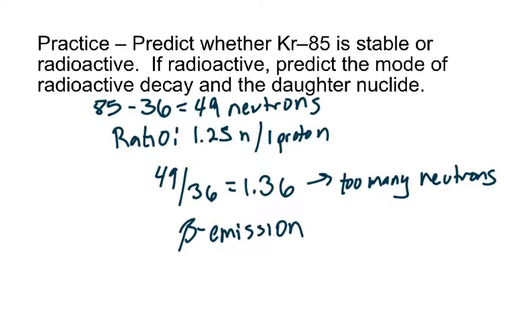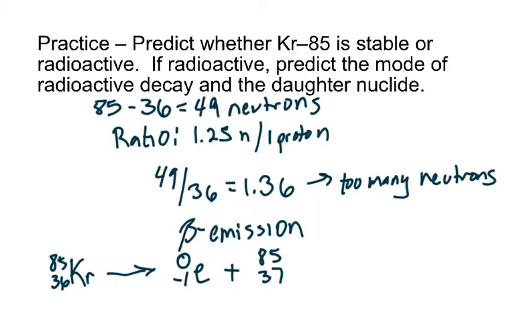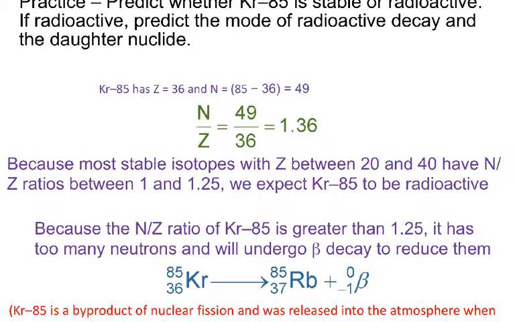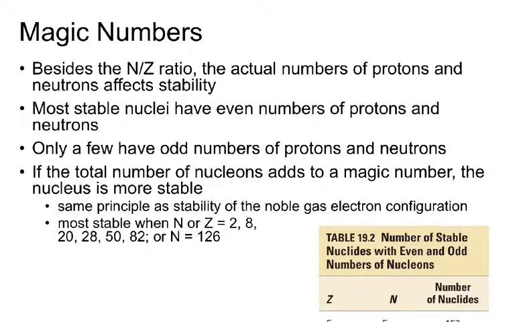So we can take our krypton-85 (85, 36), emit a beta particle, and then we will get still 85 and now 37, rubidium. So there's our answer. Too many neutrons.